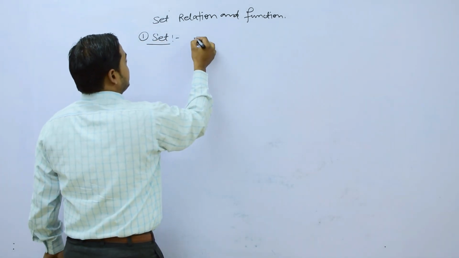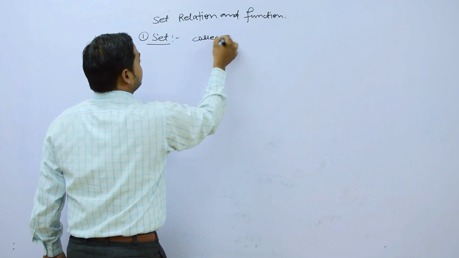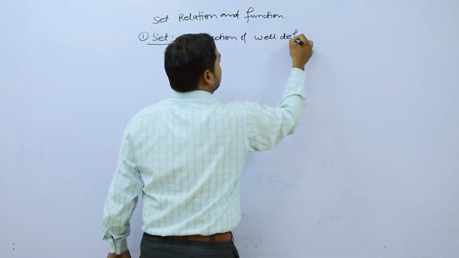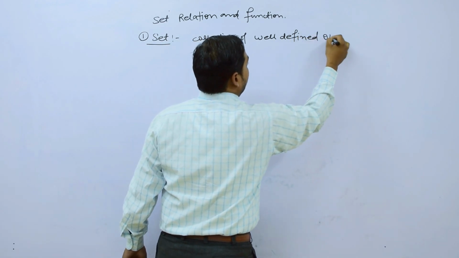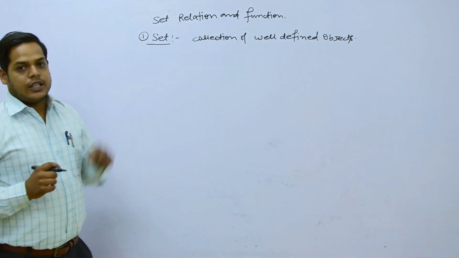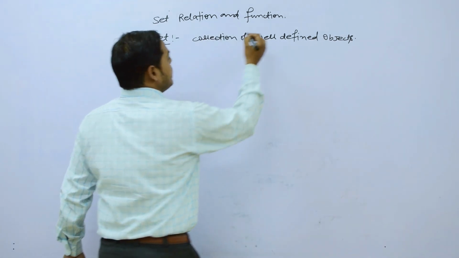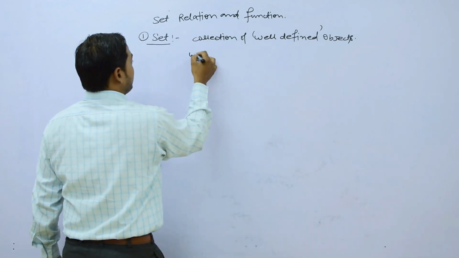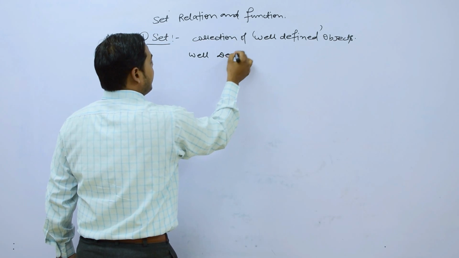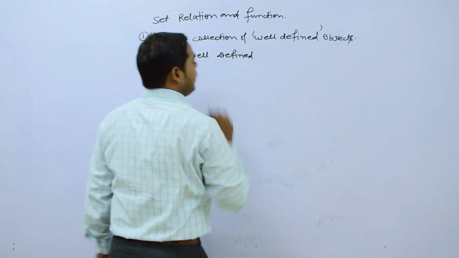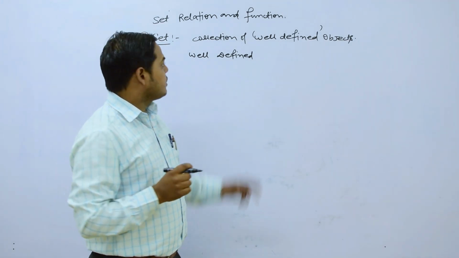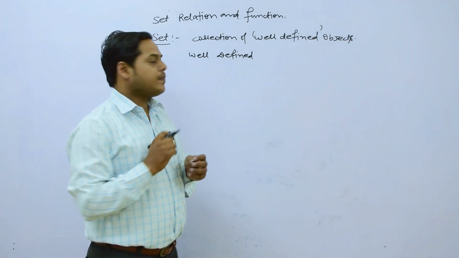More precisely we can say that collection of well-defined objects is called set. Now, what is the meaning of well-defined? Here we tell you the meaning of well-defined. Well-defined means we are able to determine whether an object belongs inside that set or not.